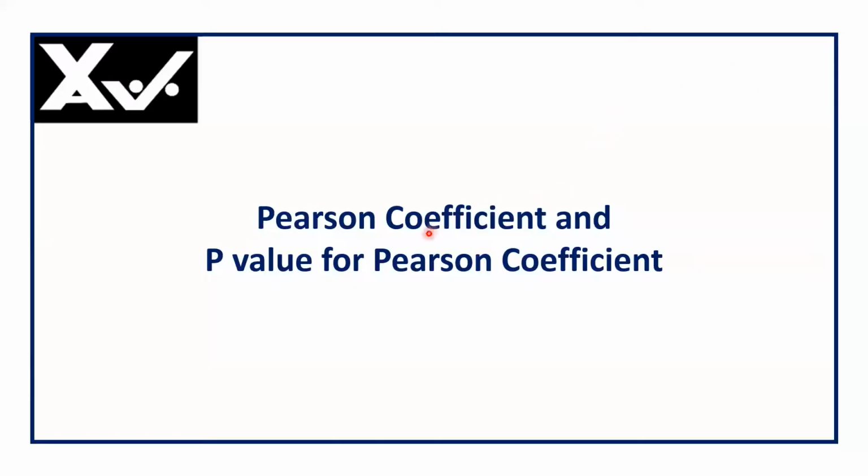Hi, in statistical decision making, now we will see pairs of data, scatter diagram for the data, Pearson coefficient for the data, p-value for the Pearson coefficient, and the significance of this p-value. Pearson coefficient and p-value for Pearson coefficient.